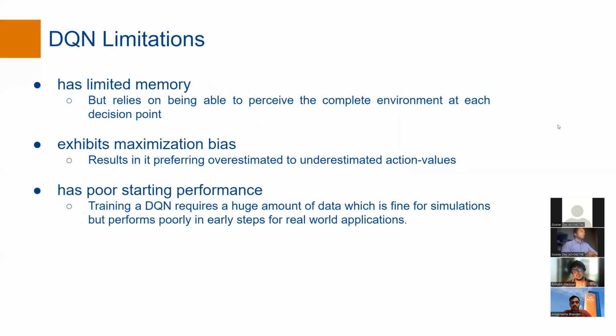The first paper addresses the issue of limited memory. DQNs are more suited for fully observable scenarios and have issues in partially observable scenarios. DQNs exhibit maximization bias and overestimation. This is addressed by paper 2 of the study, which discusses DDQNs, double deep Q networks. DQNs suffer from a poor start issue, which is addressed by the paper Deep Q-learning from Demonstrations.